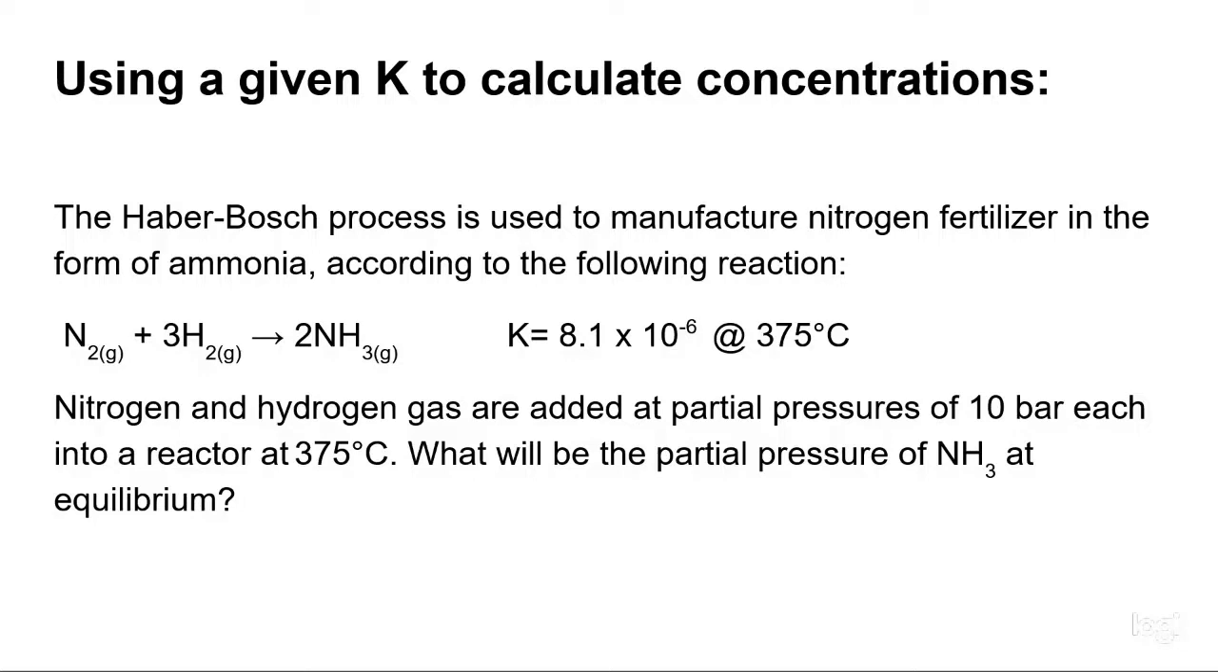This process is the reaction of one molecule of dinitrogen gas combining with 3 molecules of dihydrogen gas to produce 2 molecules of ammonia gas, with the equilibrium constant K shown here at 375 degrees. So if we start off with each of these reactants, nitrogen and hydrogen, at partial pressures of 10 bars each, and we put them into a reactor at 375 degrees Celsius, what is the partial pressure of ammonia gas that is produced at equilibrium?